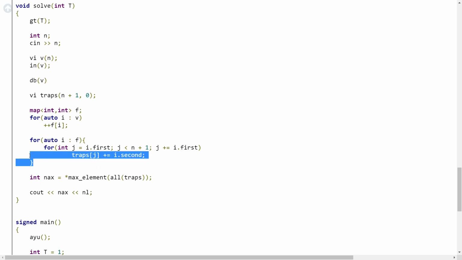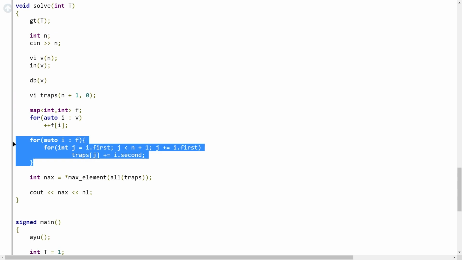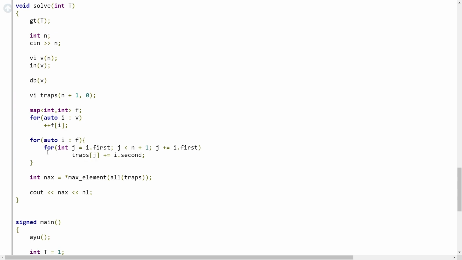So I believe understanding this part is not very difficult. It's just that a lot of people might get confused about the time complexity of this particular part, because it looks like n square, but it is not actually n square, it is n log n, and that is why you need to be aware of this particular thing. Other than that, if you already know this thing, then it is not a very difficult observation to do this particular part, and at the end you can just take the maximum element among all the values in the traps vector.